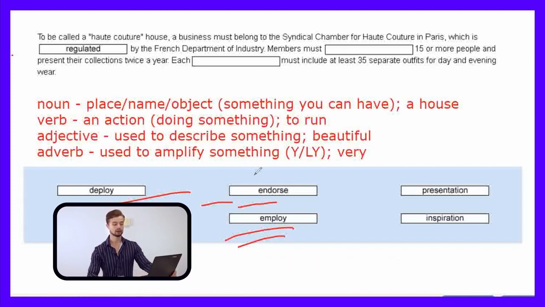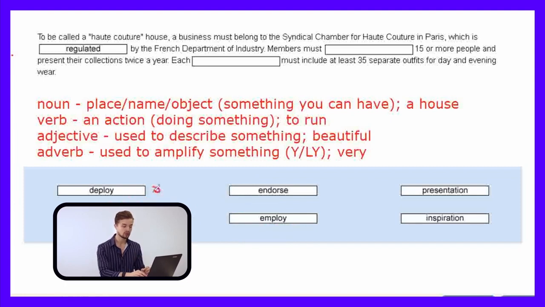So maybe they either, endorse doesn't make sense. They either send the people or they hire the people. Okay, if we're still not sure, let's leave it empty for now, and we'll come back to this later on when we understand more of the context. But we know that we just narrowed down to 2 of these words.